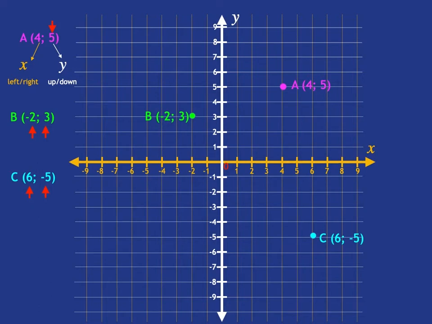Did you get that right? How about trying this one? See if you can identify where the point D is, which is given by -8, -2.